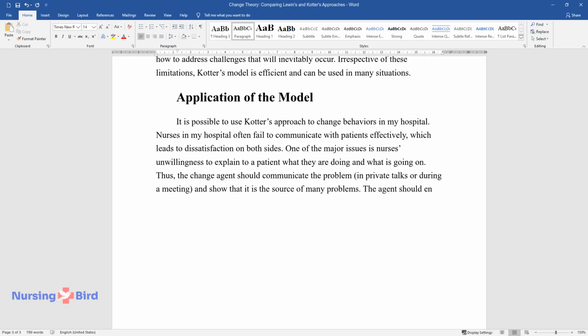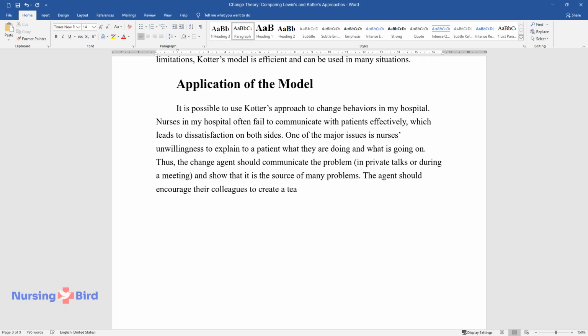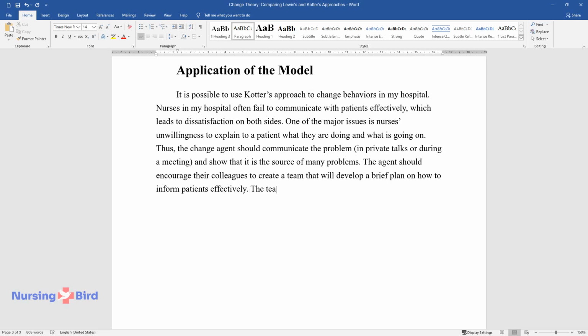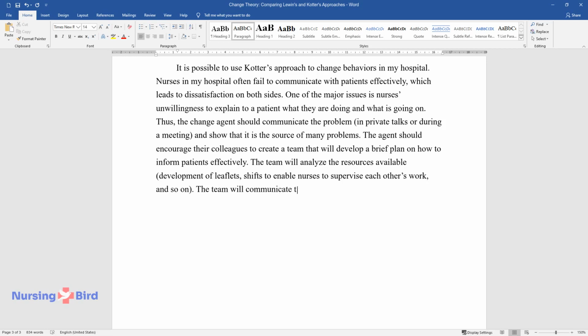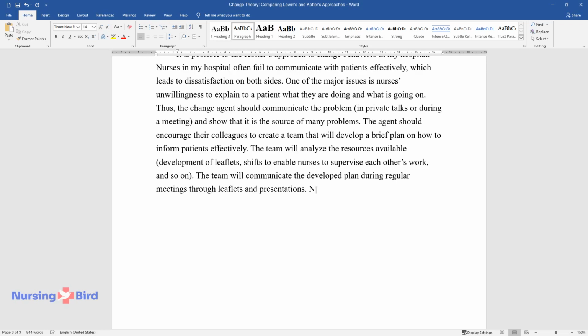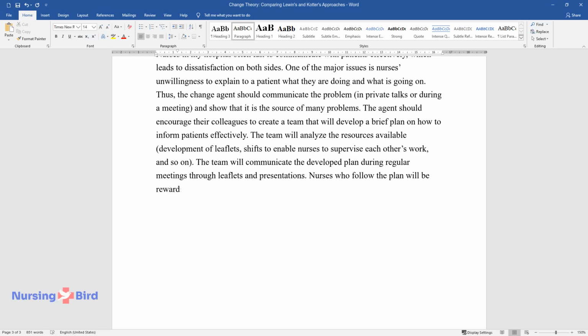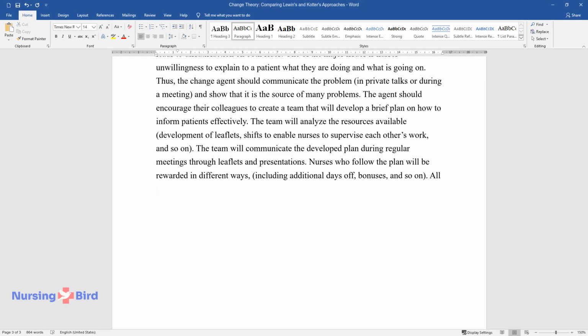The agent should encourage their colleagues to create a team that will develop a brief plan on how to inform patients effectively. The team will analyze the resources available, development of leaflets, shifts to enable nurses to supervise each other's work, and so on. The team will communicate the developed plan during regular meetings through leaflets and presentations. Nurses who follow the plan will be rewarded in different ways, including additional days off, bonuses, and so on. All the nurses will also be guided and their communication with patients will be supervised.